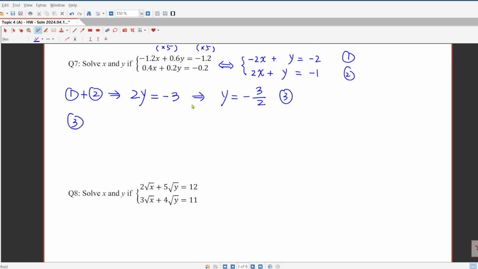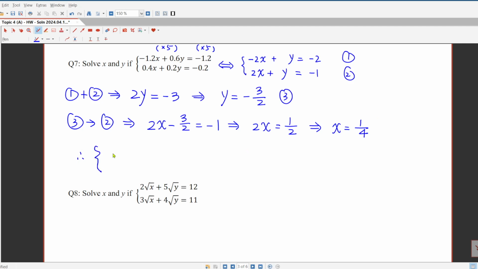Then put y equals negative 3 over 2 back into, for example, equation number 2. This will give us 2x plus y, which is minus 3 over 2, equals negative 1. And we have 2x equals 1 over 2, which gives us x equals 1 over 4, right? Therefore, the final solution is x equals 1 over 4 and y equals negative 3 over 2, right? Okay, again, have a look at the solution here. Any questions, just let me know.